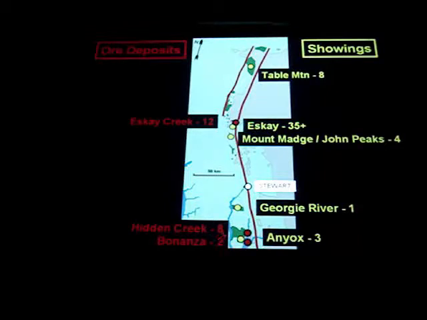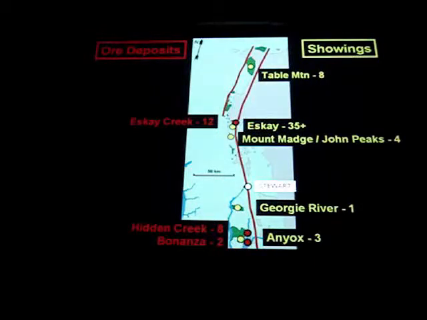10 of these are down in the Antioch's Pendant, where Hidden Creek Mine produced from 8 separate sulfide lenses. Bonanza Mine produced from 2 separate sulfide lenses. Up at the Eskay Creek Mine, this is historic mining, there are 12 separate ore zones defined and held in reserve calculations.